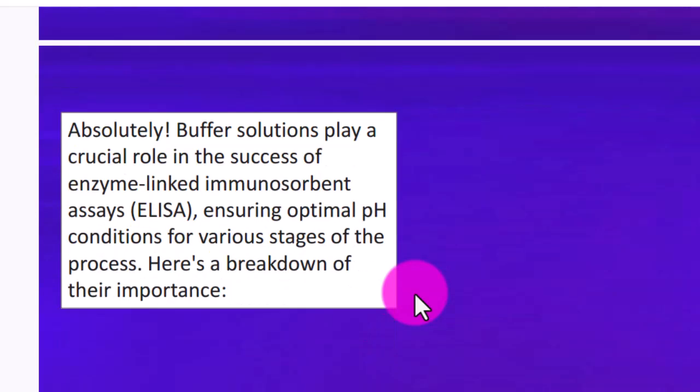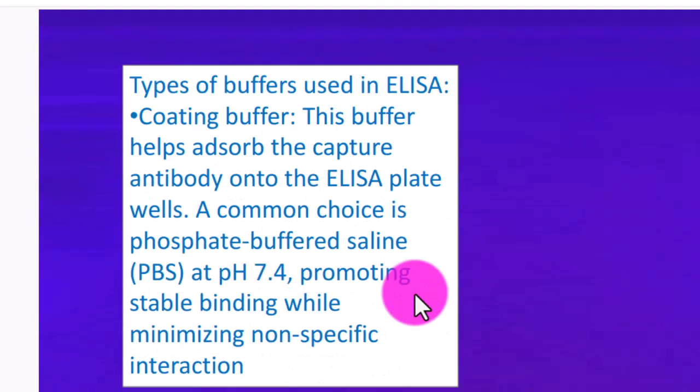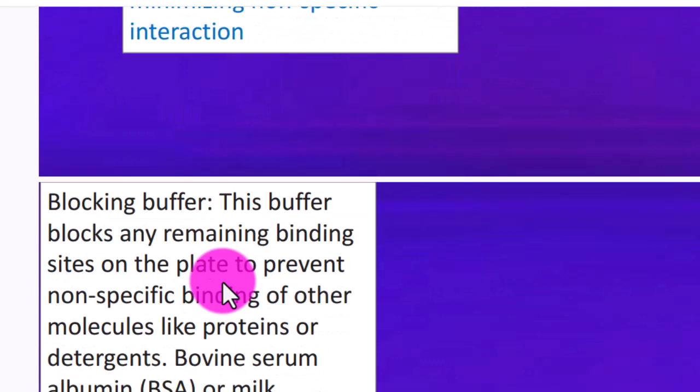Absolutely, buffer solutions play a crucial role in the success of the enzyme-linked immunosorbent assay, ensuring optimal pH conditions for various stages of the process. There are important types of buffers used in ELISA. Coating buffer: this buffer helps adsorb and capture the antibody onto the ELISA plate. A common choice is phosphate buffered saline, PBS at pH 7.5, promoting stable binding while minimizing non-specific interaction.